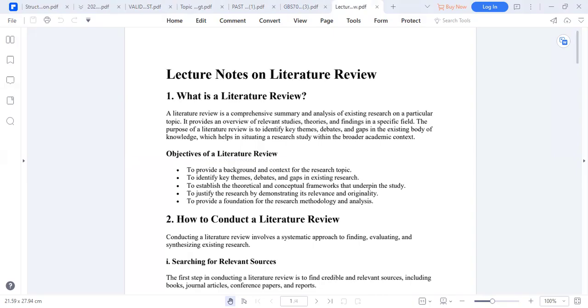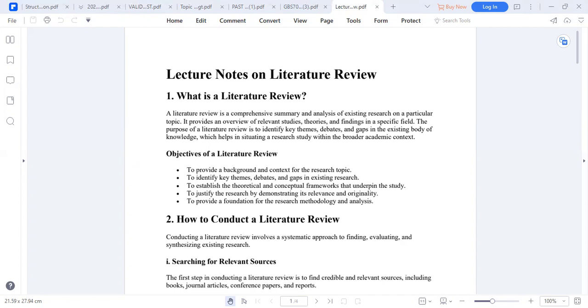It will give you a background context of the topic. It will give you the debates surrounding a particular topic and the gaps that exist in the literature. It also gives you themes. A good literature review also underpins theoretical and conceptual frameworks of the study. It also justifies your research by demonstrating its relevance and originality. It is through literature review that we're going to base our foundation for a methodology that will be used. So a literature review itself will give you a framework upon which your research will be hinging.